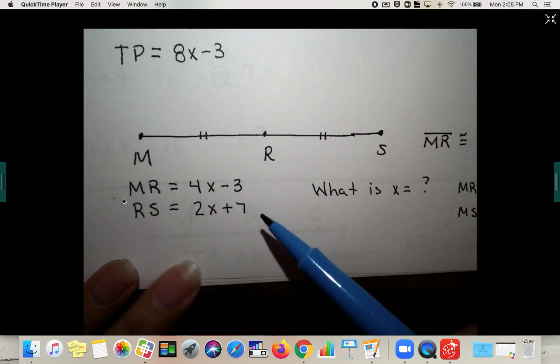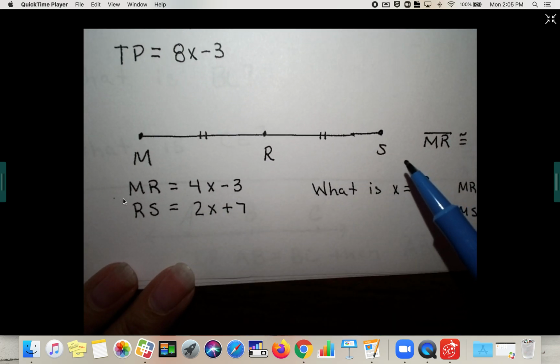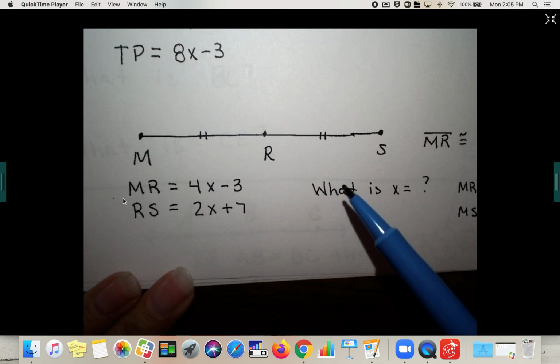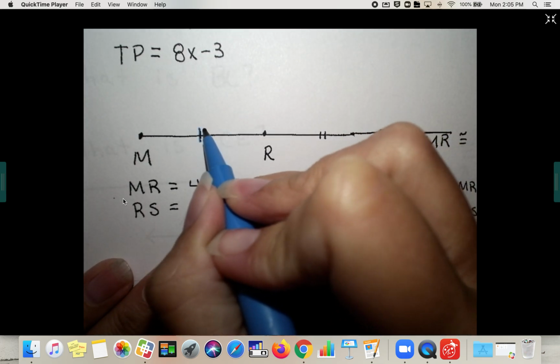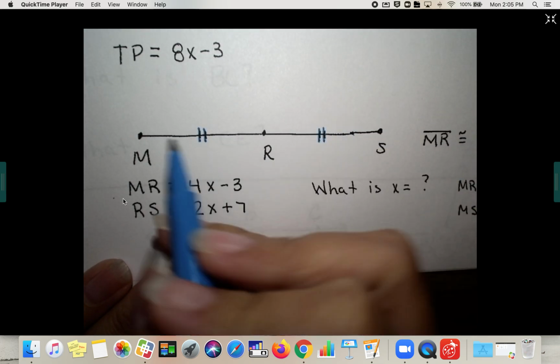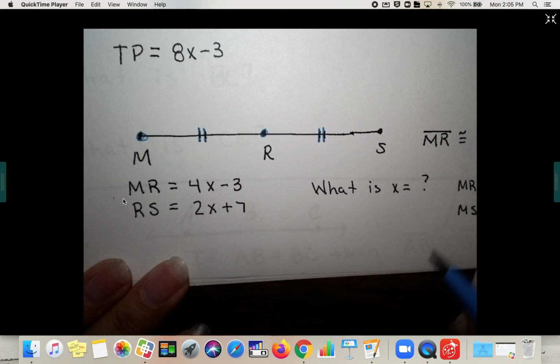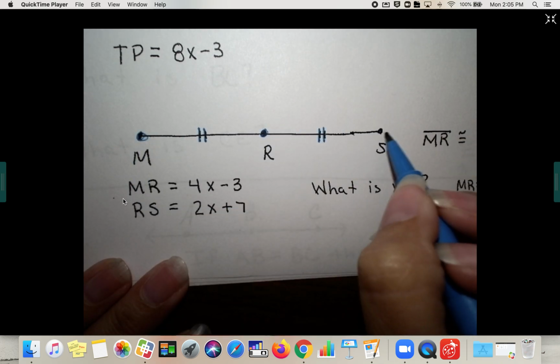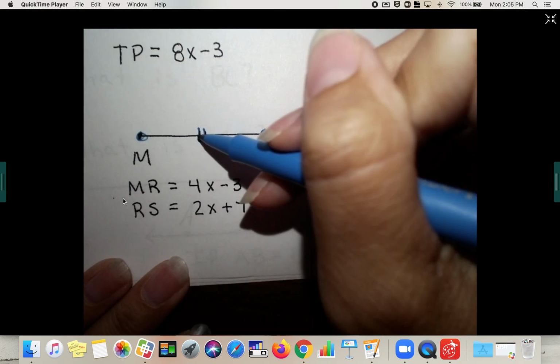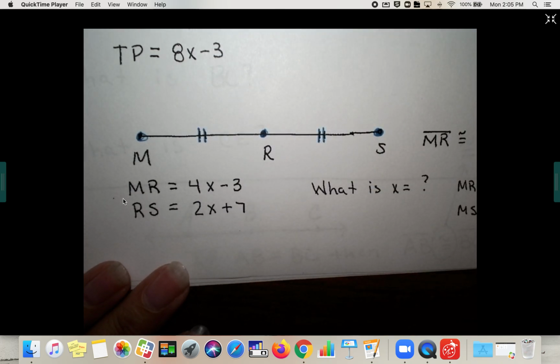I would really like for you guys to try this last one on your own, but before you push pause and try it on your own, I need to tell you that these little double hash marks mean that from M to R is the same distance as from R to S. It's almost like they are equal sideways. So they're little double hash marks, and they mean they're equal to each other.